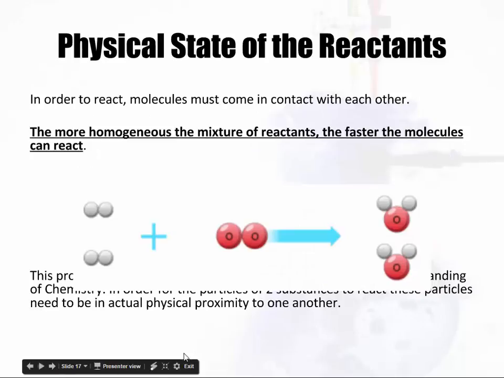Okay, let's talk then about how we can speed up or change a reaction. So the first way is by changing the physical state of the reactants. So a reaction will happen faster if the mixture is more homogeneous. Remember, homogeneous is you can't see the different parts. It's all mixed together very well. So if our reactants are really mixed together, so they're not separated, our reaction should occur faster because the molecules will be closer together. They'll be able to collide. So the more homogeneous your mixture is, the faster the reaction will occur.